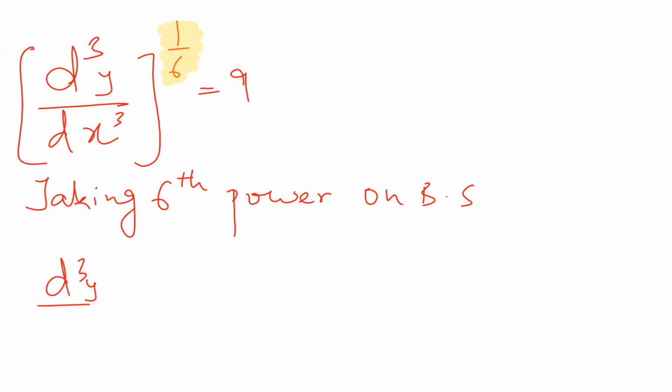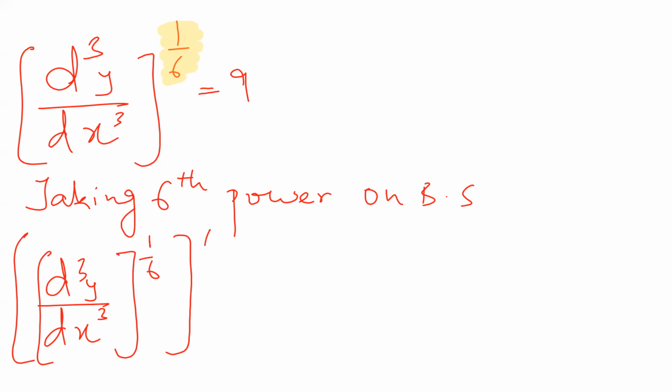So d cube y by dx cube, raised to 1 by 6, the whole raised to 6 is equal to 9 raised to 6. So I'm taking sixth power on both the sides. This 6 and this 6 will get cancelled on the left hand side, and we'll be left with d cube y upon dx cube equal to 9 raised to 6. Now this is the simplified version.